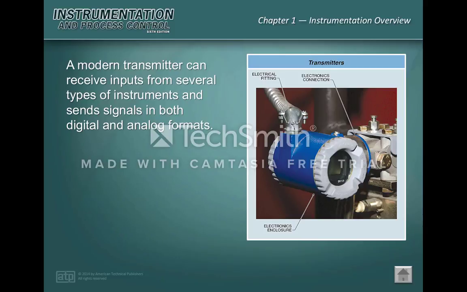A modern transmitter receives inputs from several types of instruments and sends signals in both digital and analog format. So think of this as a junction. If we have several different pressure sensors or temperature sensors, they can come into one enclosure, and then we run one Ethernet or DeviceNet, some sort of communications path back to the PLC or to the temperature controller.